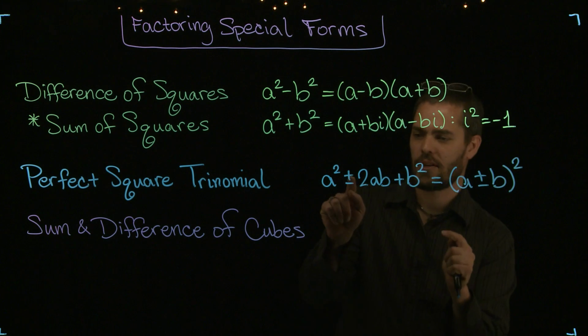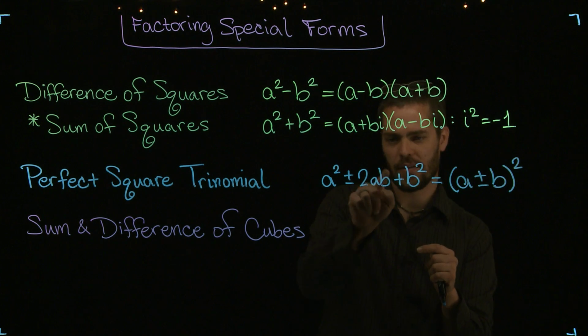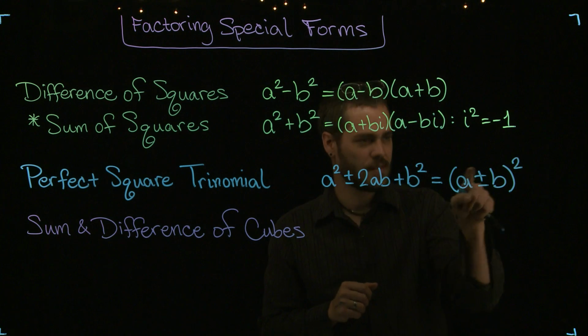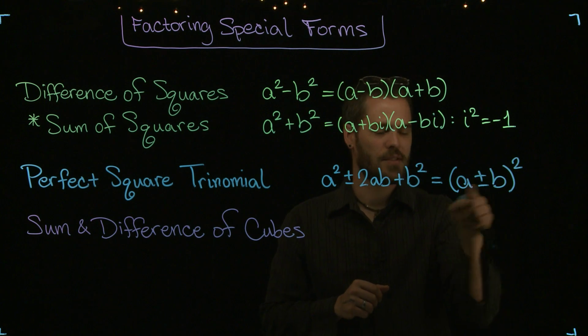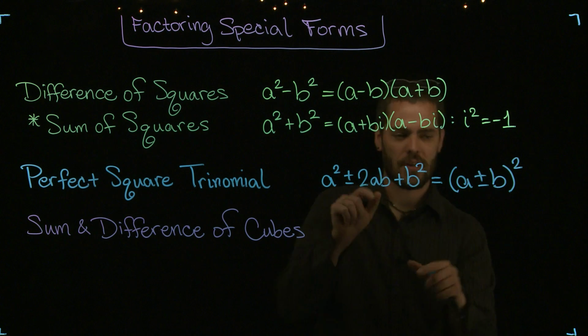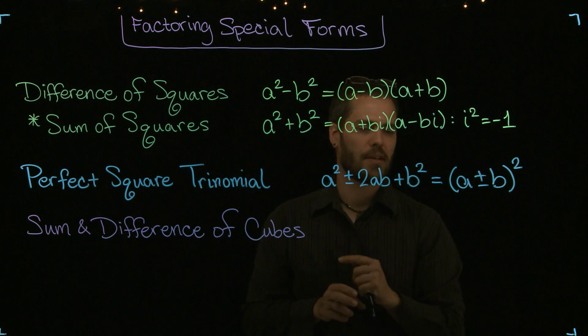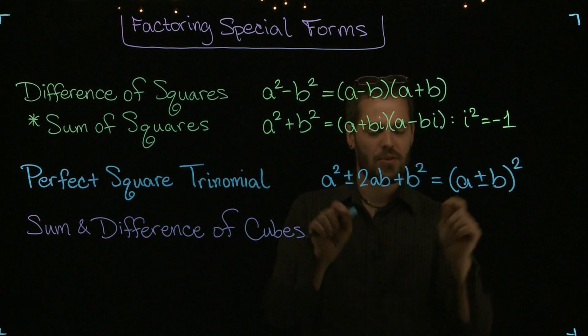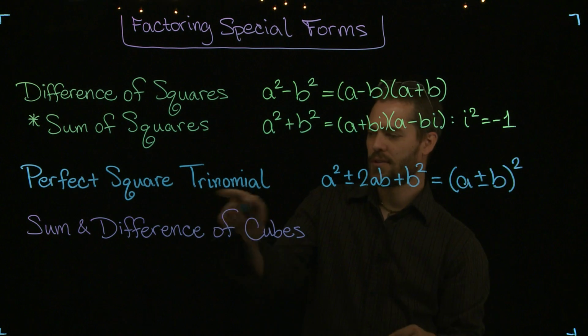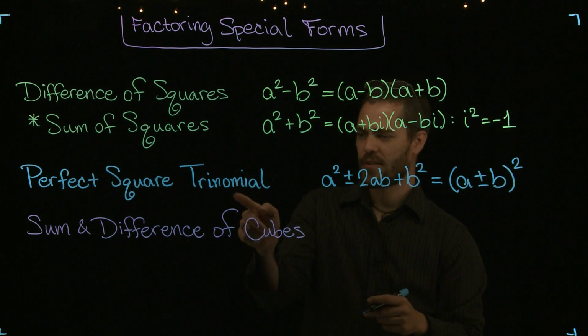So again, if you have a trinomial that has the positive number here in the middle, then you use the positive case over here, or put a plus between these two guys. If you have a minus in the trinomial, then a minus shows up here in the binomial. This represents two different cases, and I will show those two cases when I talk about the perfect square trinomial in more detail.